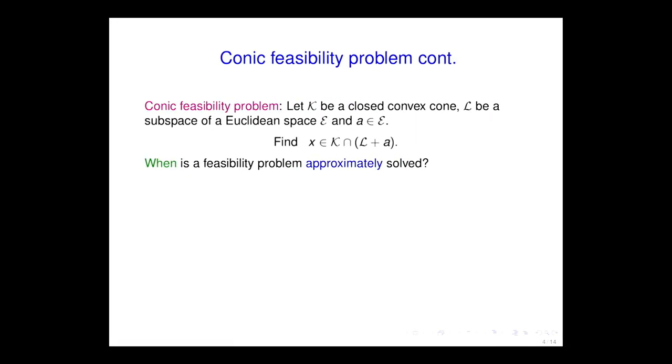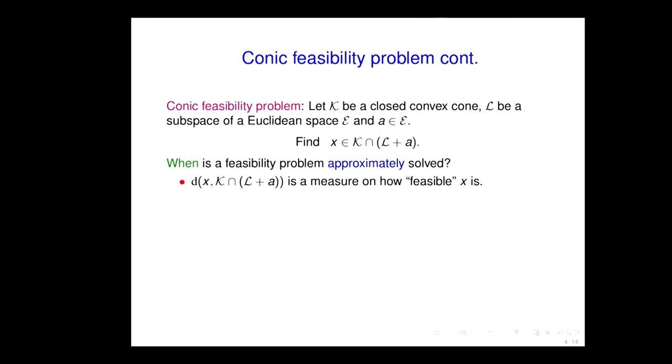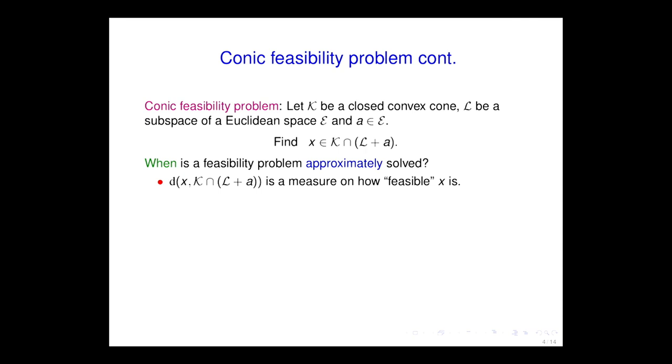Now, here comes the key question we consider in this talk, about this conic feasibility problem. If I give you an x, when can I say that a feasibility problem is approximately solved? When can I say that I have found an element more or less inside the intersection? Well, the obvious answer: compute the distance. True, but distance is the norm of x minus the projection. That technically means that you know how to compute a projection, but if you know how to compute a projection, you are already in the set, and then there's no approximately solved issue. So typically, computing the projection onto the intersection is hard.